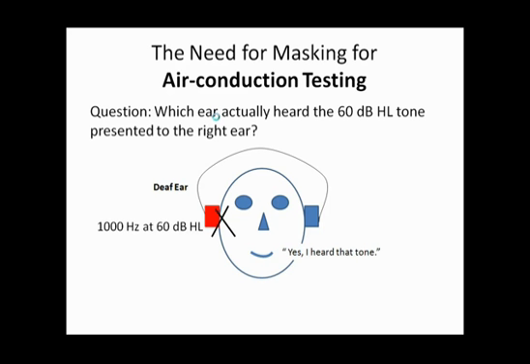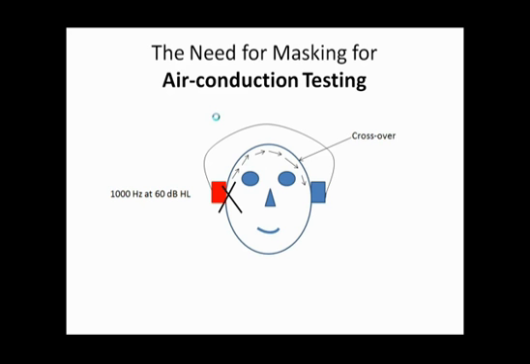The patient is deaf in the right ear, and we delivered a 1,000 hertz pure tone presented at 60 dB to the right ear, and the patient says, "Yes, I heard that tone." Well, you know what happens? There's this thing called crossover. The earphone is actually vibrating the skull when it delivers the tone at 60 dB HL. It's vibrating the cartilage, the pinna, the airspace within the ear canal. It's vibrating the whole thing.